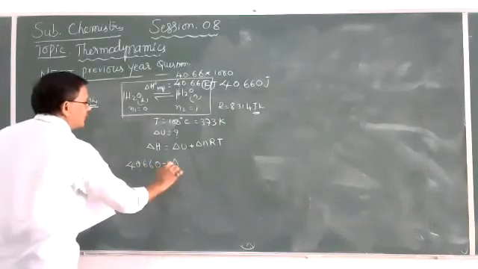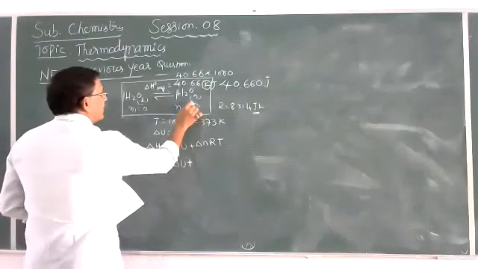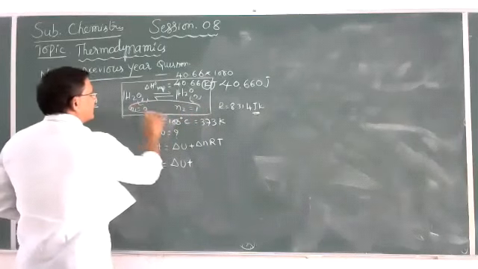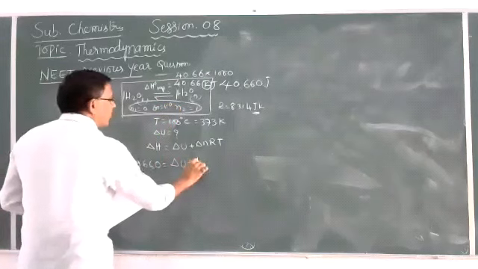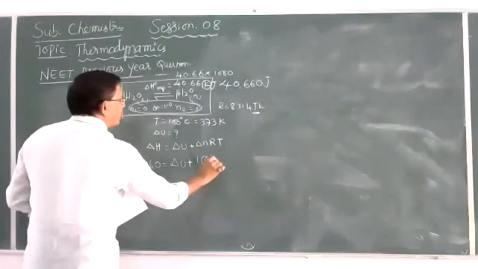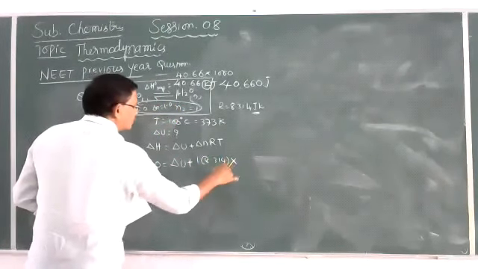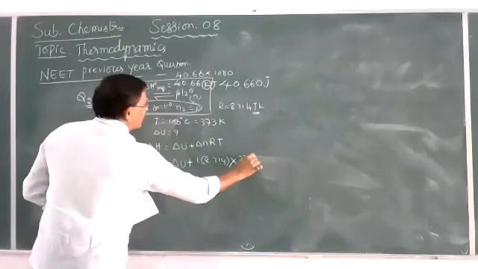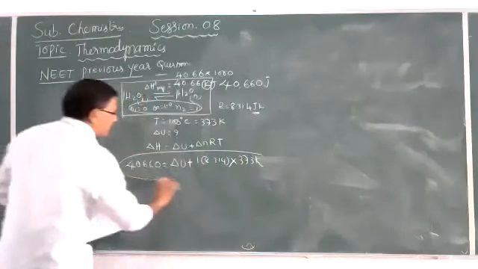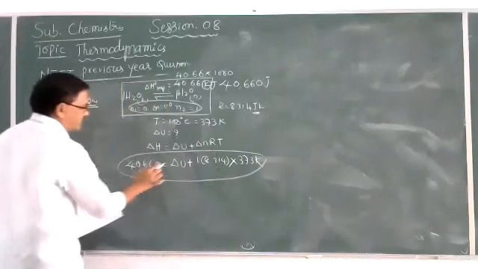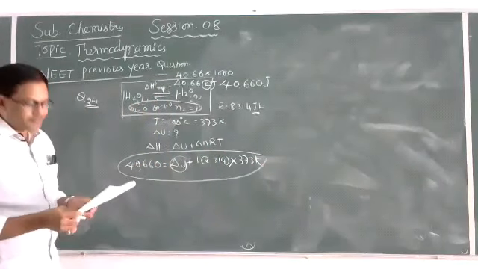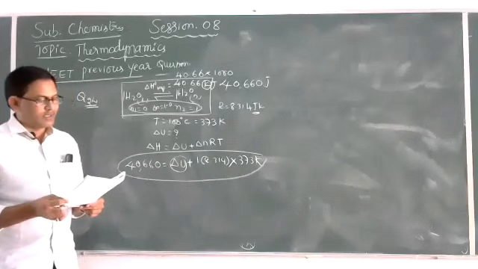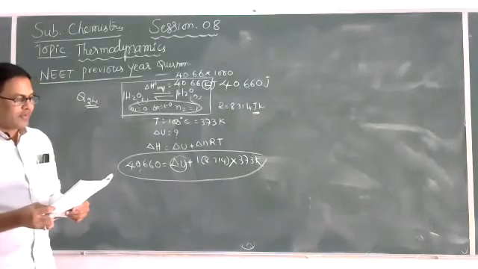By using this, 40,660 is equal to delta U plus delta n RT. We'll get delta n is equal to 1 minus 0, that is 1, into the R value 8.314 into 373 kelvins. Calculate it, the answer we will get. Multiply this, subtract from here, we'll get the delta U. Okay, so the answer is A.